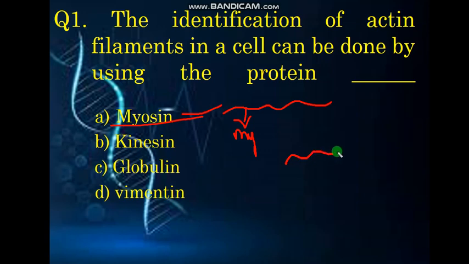Coming to the microtubules, the proteins are kinesin and dynein. Two proteins are involved in the microtubules. So here the correct answer for actin filament is myosin.